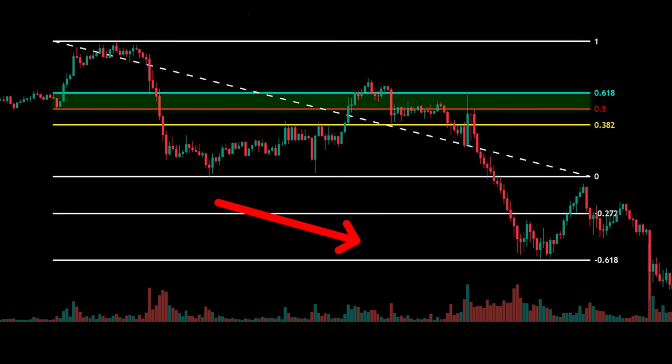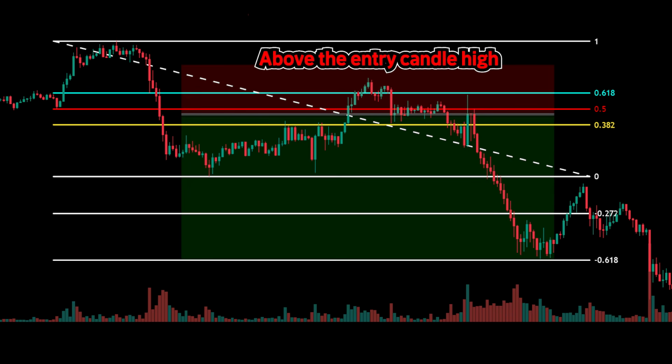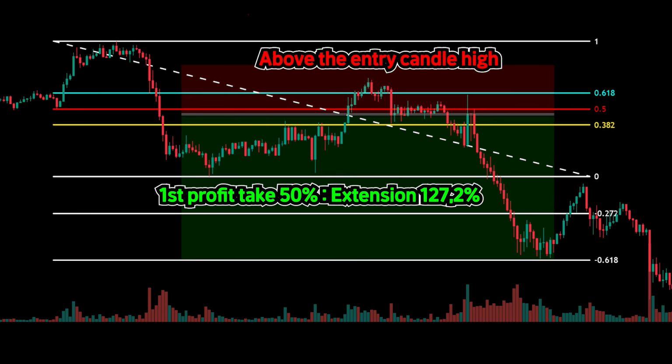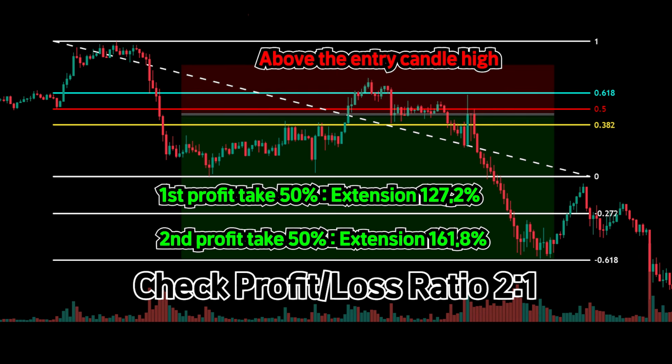In a downtrend, wait for price to bounce into the golden zone, confirm the entry, and set your stop loss above the high of the entry candle. Take profit targets are the same as the long. Close half at 127.2% and the rest at 161.8%. Before entering, always confirm that the distance to your first take profit is at least twice your stop loss distance.